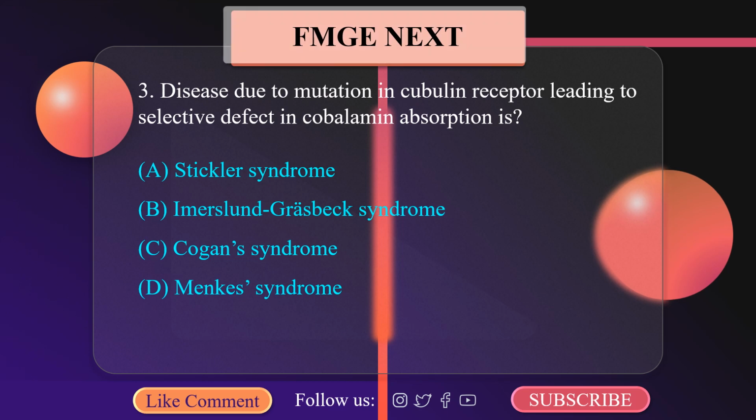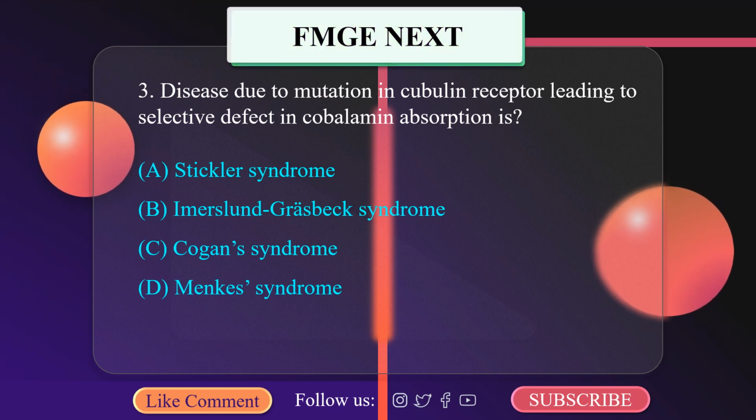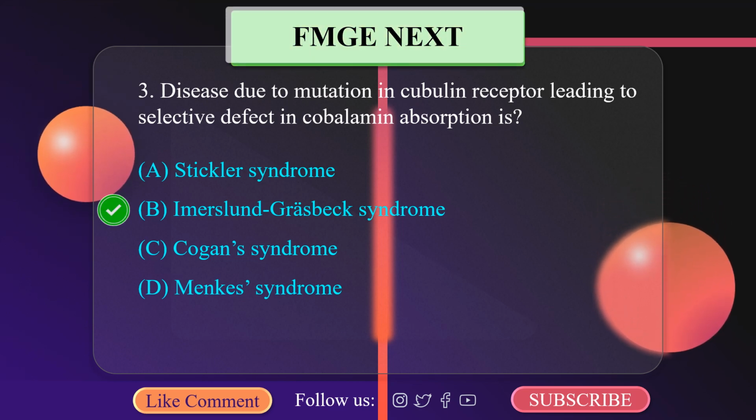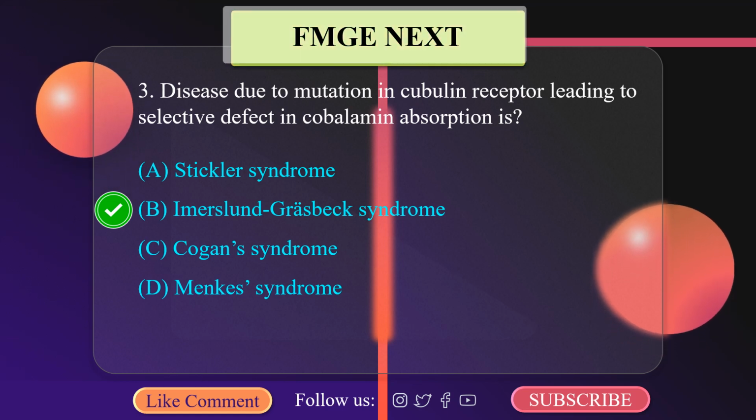The disease due to mutation in the cubilin receptor leading to selective defect in cobalamin absorption is B. Imerslund-Grasbeck syndrome.